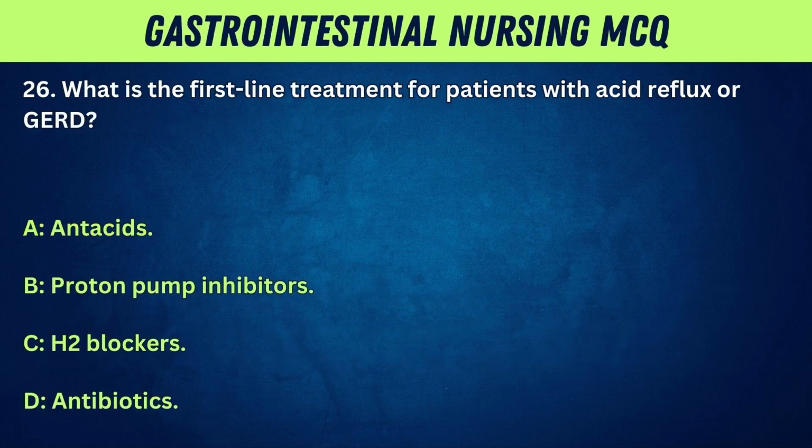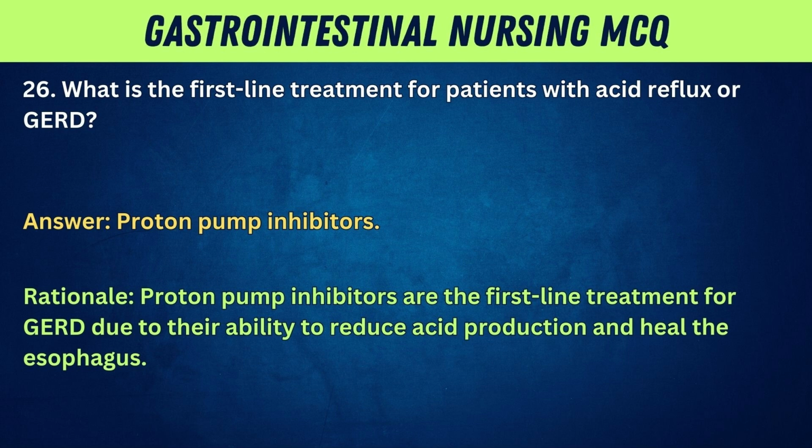26. What is the first-line treatment for patients with acid reflux or GERD? A. Antacids. B. Proton pump inhibitors. C. H2 blockers. D. Antibiotics. Answer: proton pump inhibitors. Rationale: proton pump inhibitors are the first-line treatment for GERD due to their ability to reduce acid production and heal the esophagus.